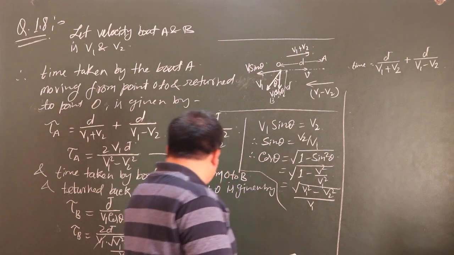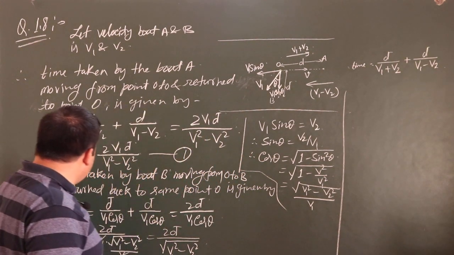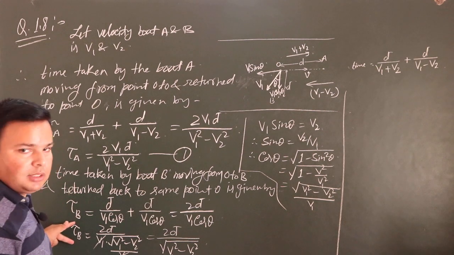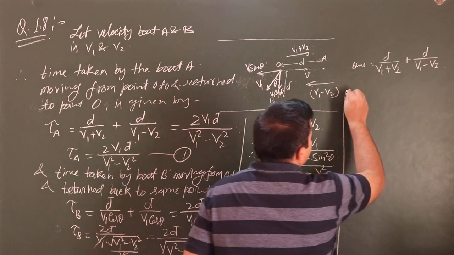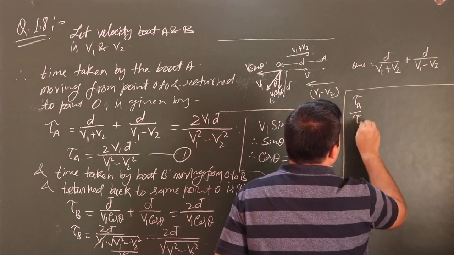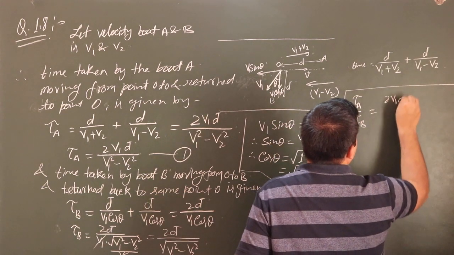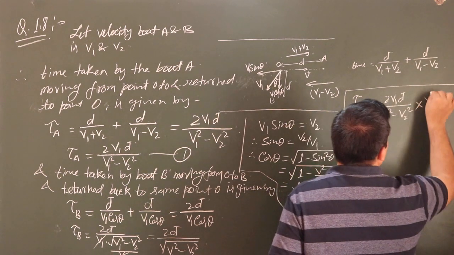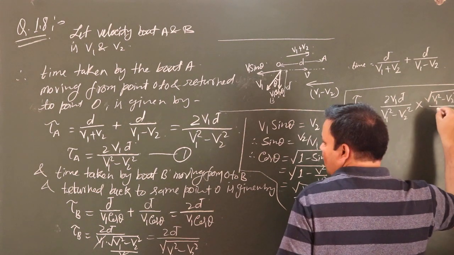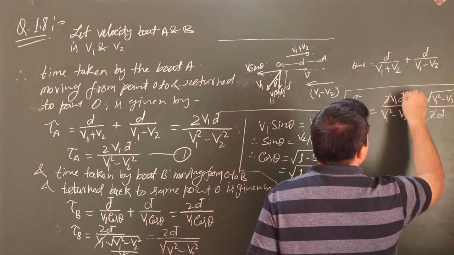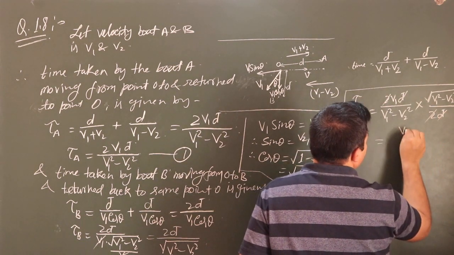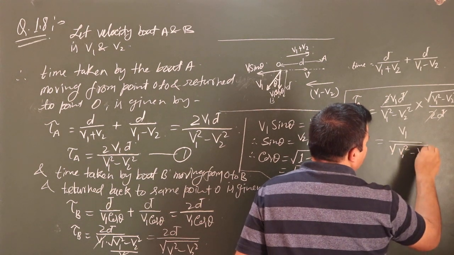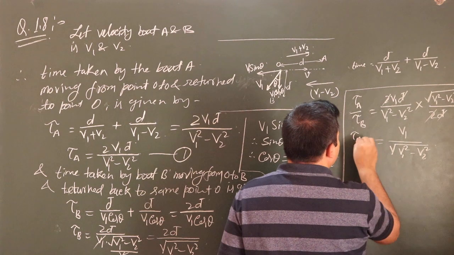So the question asks us to find the ratio of the time taken by boat A moving from O to A and returning to the same point, and the same for B, tau A by tau B. Means tau A by tau B is equal to 2 V1 D upon V1 square minus V2 square into root over V1 square minus V2 square upon 2D. 2D cancels, and we get V1 upon root over V1 square minus V2 square.